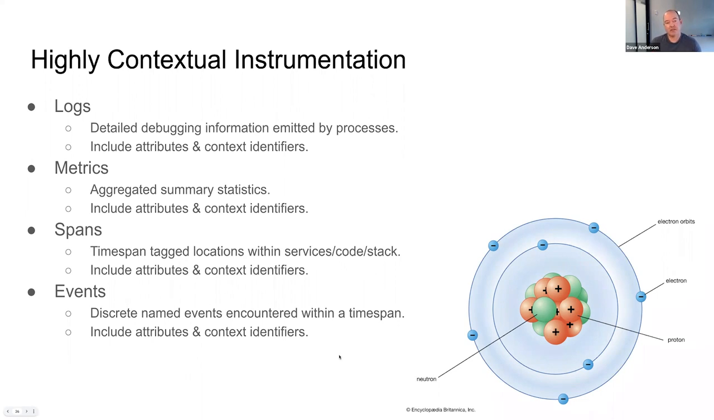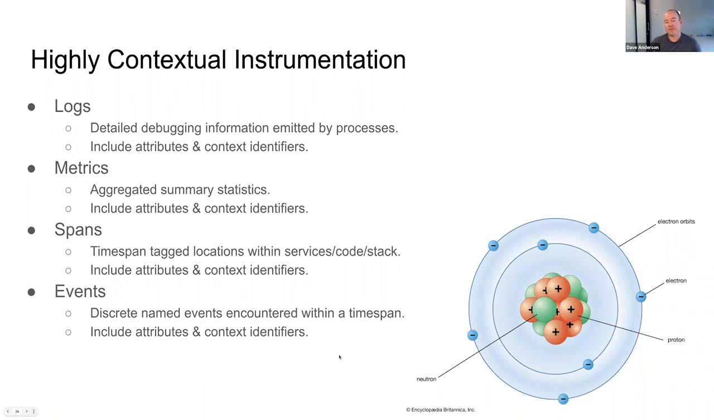Logs are your traditional logs, but they include the attributes and context identifiers attached to them, so you can correlate these highly specific debugging tools to the metrics, spans, and events that happen elsewhere. Metrics are your aggregated summary statistics from traditional monitoring, but including attributes and context identifiers. These are the things that sew and thread the logs, metrics, spans, and events together to compose your observability system.